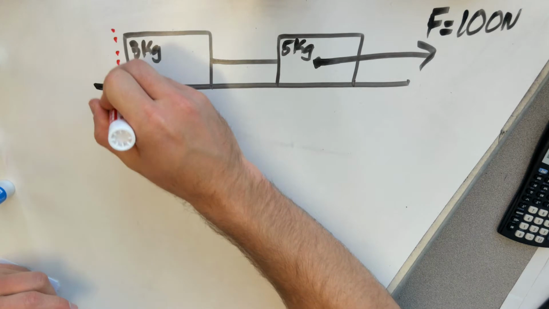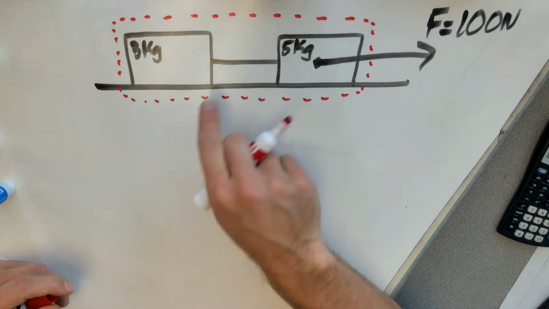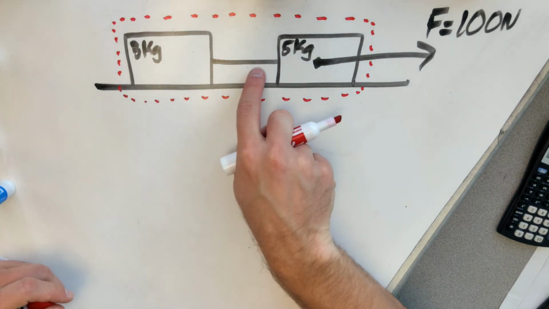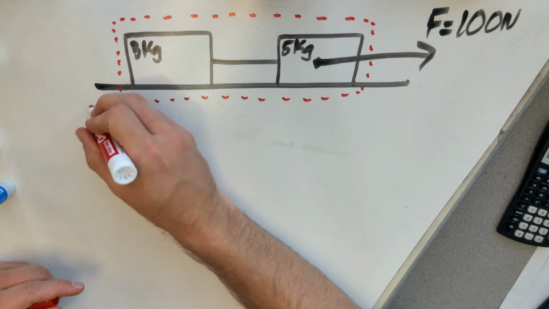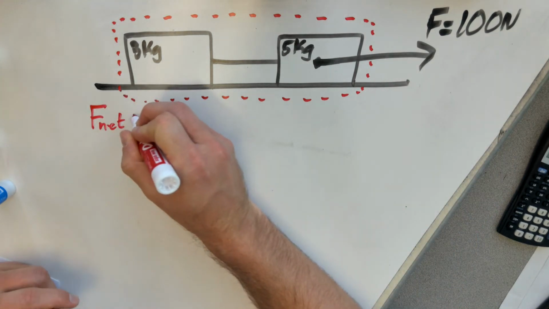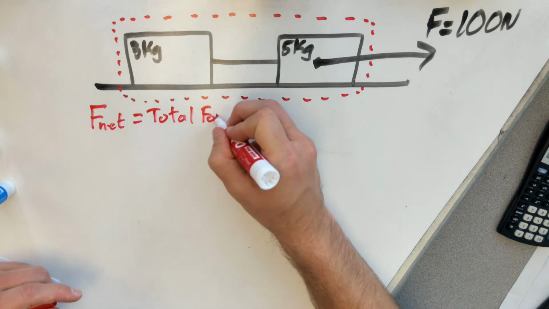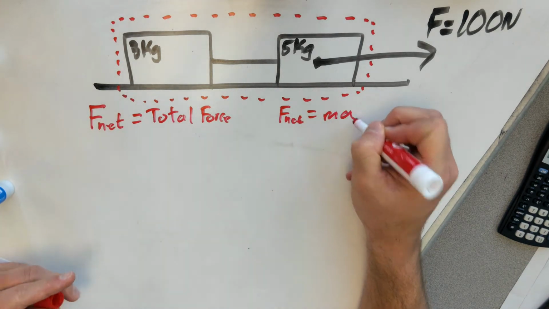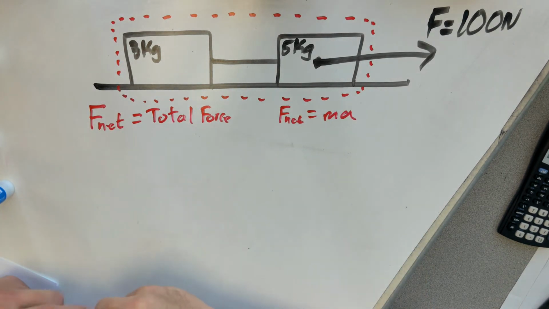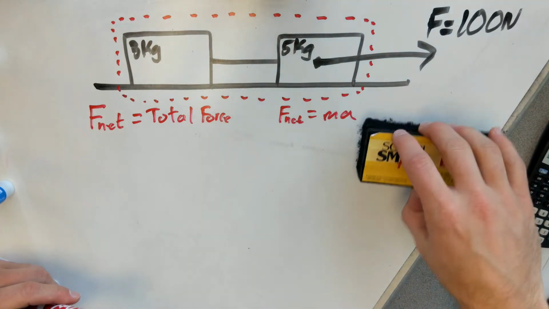So one thing I like to do to help me remember what I'm working with is I circle them and I color code it as well. So here's the system. I have two blocks, a tension in between them, 100 newtons pulling it. So for this instance, we want to use net force either equals your total force, or you could use your F net equals MA. So those are the only two ways to find net force, and the first thing says find the net force. So we're going to go with total force here because we don't have the acceleration.